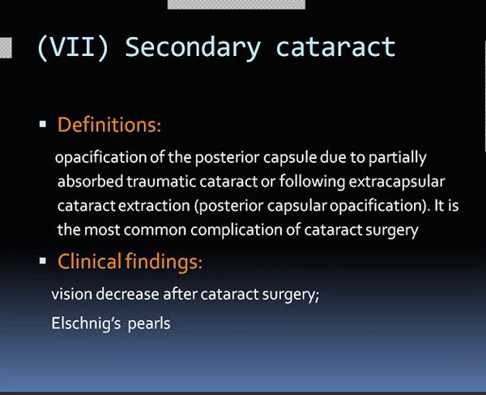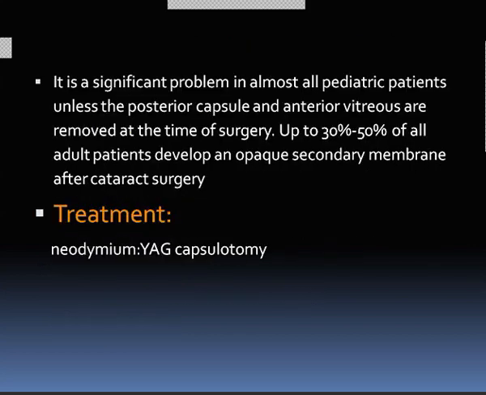And the opacification we observe is Elschnig pearls. And it is a significant problem in almost all pediatric age group patients. Unless the posterior capsule and the anterior vitreous are removed at the time of surgery, most pediatric patients complain of decrease in vision again, even though we did the surgery. So in congenital cataracts and in younger age group children, we have to remove the posterior capsule as well as the anterior vitreous to avoid posterior PCO formation.